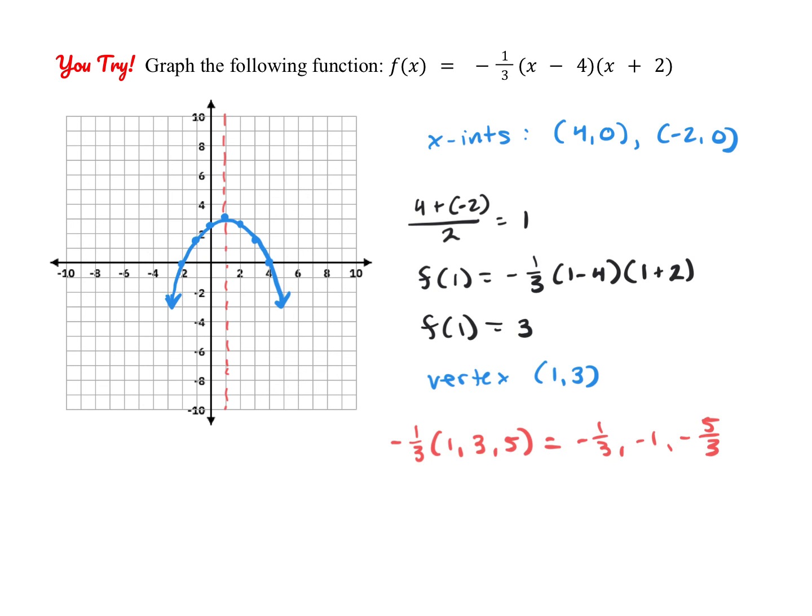Our x-intercepts should be at 4 and -2. The halfway point should be at x equals 1. So you can plug that back into your function to find your vertex, which is at (1, 3). And then we do have that a value of -1/3. So we'd go down 1/3 over 1, down 1 over 1, and then down 5/3 over 1, which hits our x-intercepts, which is a good sign that we graphed this correctly.